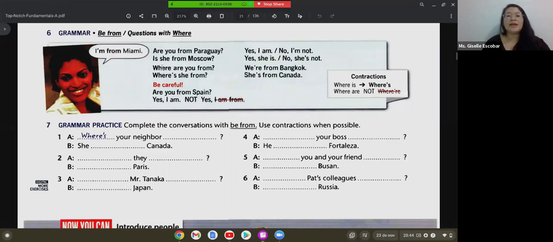Bueno, aquí tenemos otra forma de pregunta. Where are you from? Entonces, where are you from? We are from, or I am from. Are, estamos utilizando are. Where are you? Are you, again. Nuevamente, entonces, I am from, or we are from.